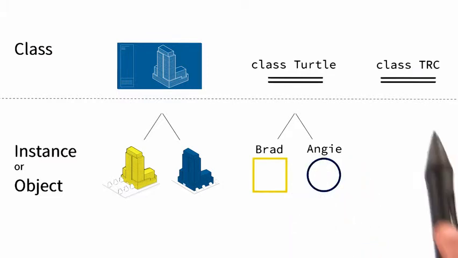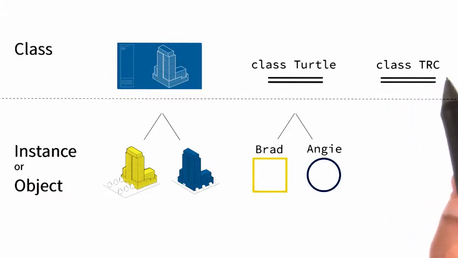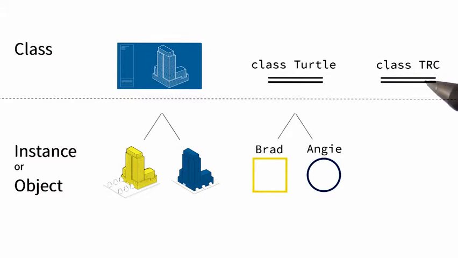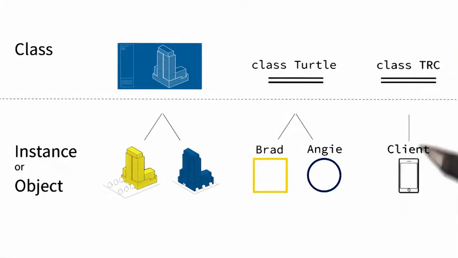Now, recently, we've seen another class, and this class is called Twilio REST Client, which I have just abbreviated here for lack of space. This class has information about how to connect with Twilio and send a text message. And from this blueprint, we can then create an instance called client. Client can then do things that are defined inside the class, like send out texts.